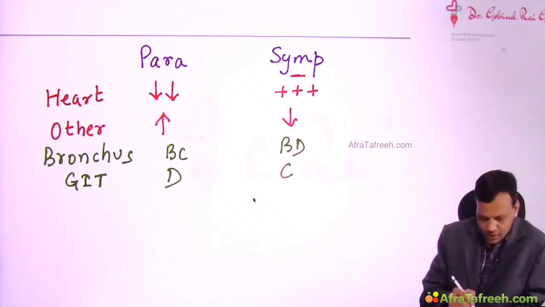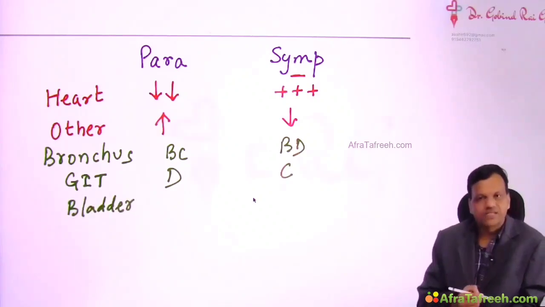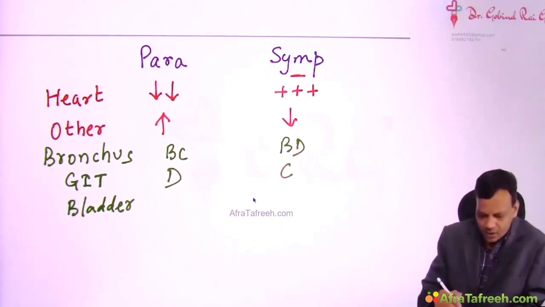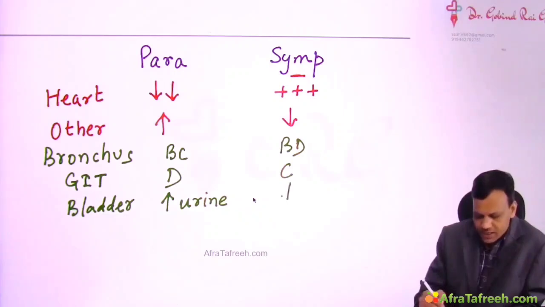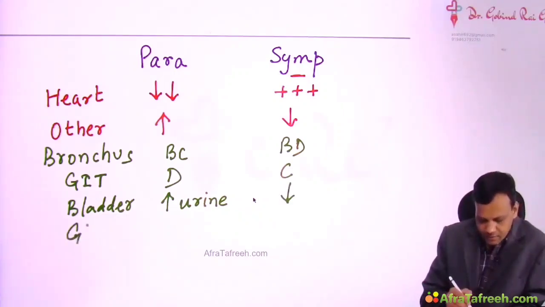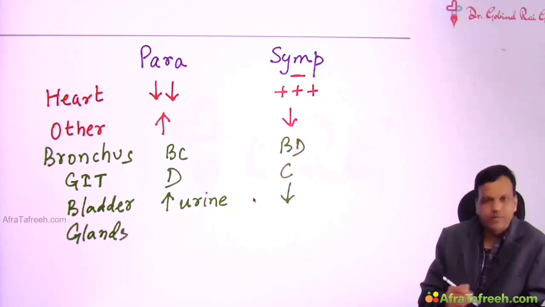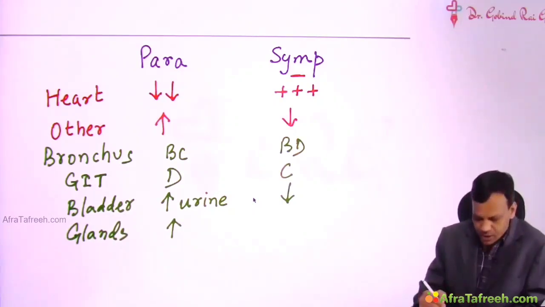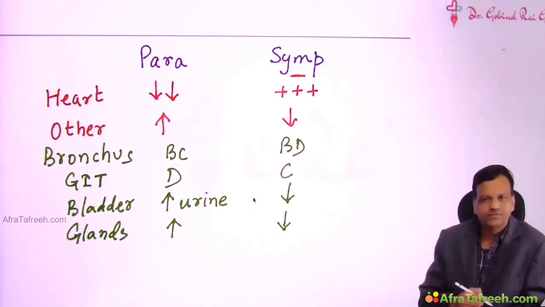In case of the urinary bladder, parasympathetic will stimulate. Stimulate means it will contract the detrusor muscle. That will lead to an increase in urine outflow. Whereas sympathetic opposite, it will decrease the urine outflow. In case of glands, parasympathetic stimulates. Stimulate means it will increase the watery secretion. Sympathetic opposite, it will decrease the watery secretions.